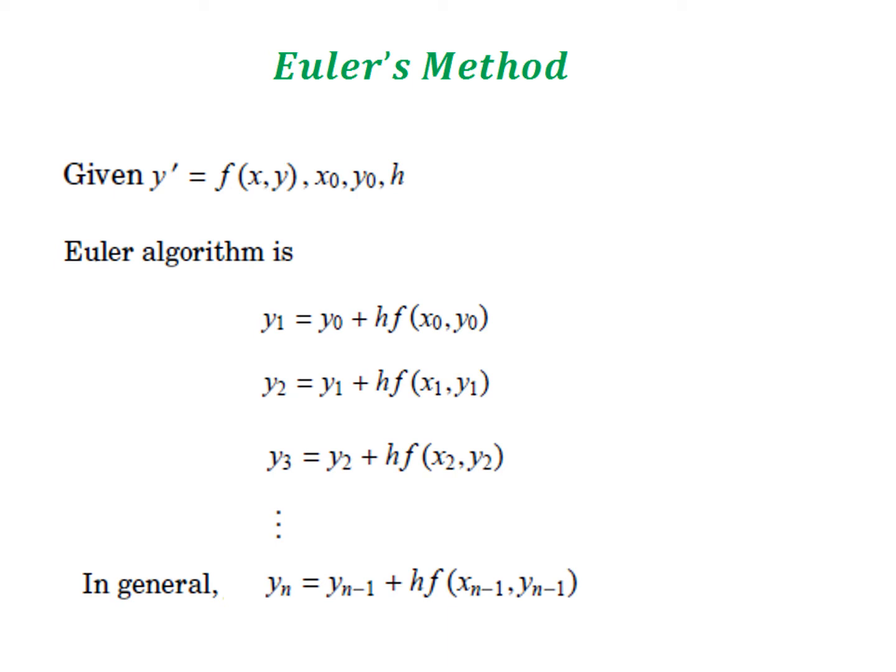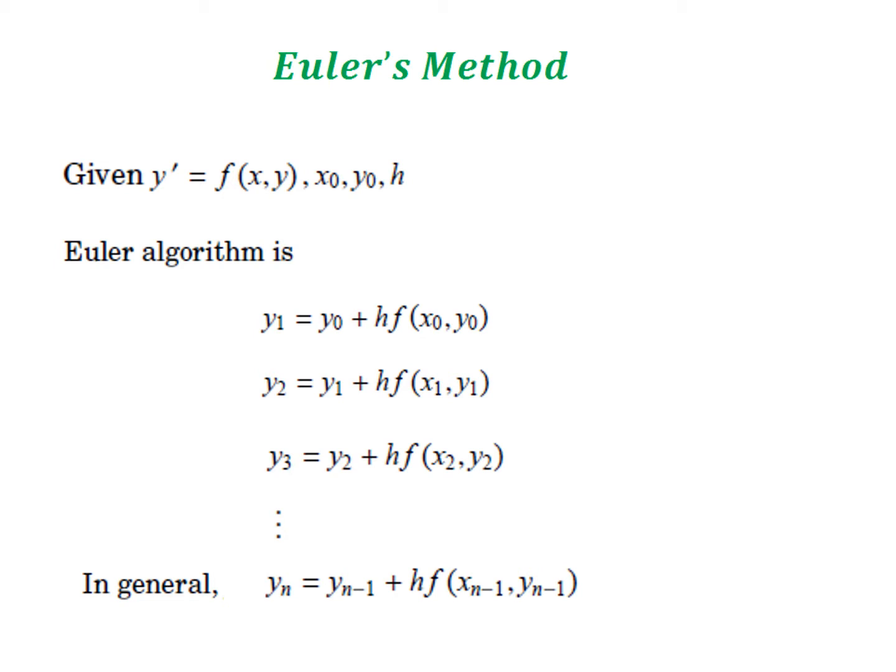Hi everyone. In this video, we are going to discuss Euler's method. In this method, we are given the problem y dash is equal to f of x comma y, as well as the initial values x naught, y naught and the interval length h. For the given data, we are going to develop Euler's algorithm in the form y1 is equal to y naught plus h into f of x naught comma y naught.